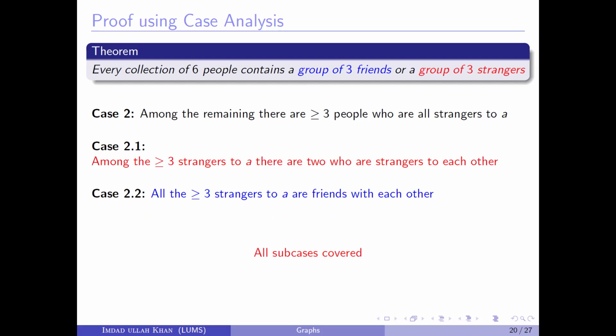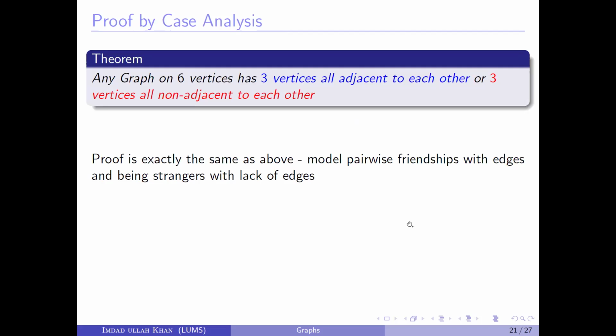So blue color over here represents friendships, and red represents no friendship, or in terms of graphs, red ones mean that there is no edge between those 2 vertices. Blue means that there is an edge between 2 vertices. In other words, we are using graphs to model the friendship.